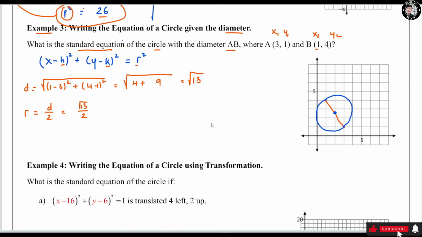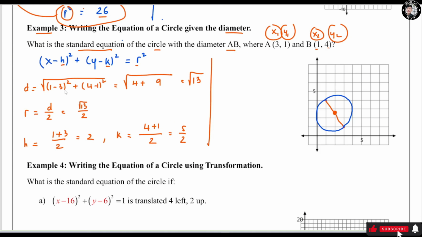Now to find the center, we need to find the midpoint right here. So we're going to use the midpoint formula. We have the center: h equals x2 plus x1 divided by 2, so it's 1 plus 3 divided by 2, which is 2. k equals y2 plus y1 divided by 2, so 4 plus 1 divided by 2, which is 5 over 2.